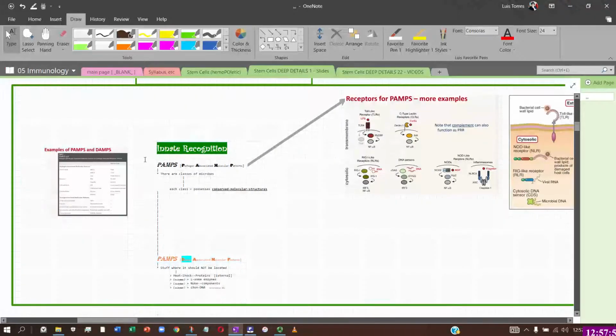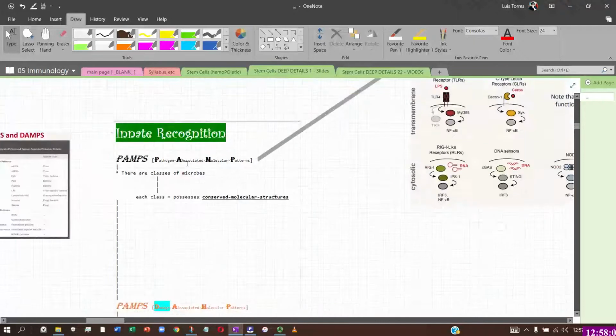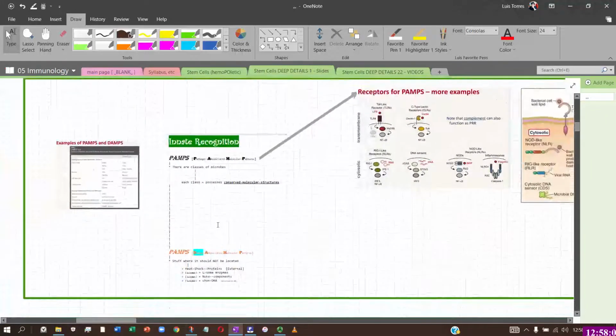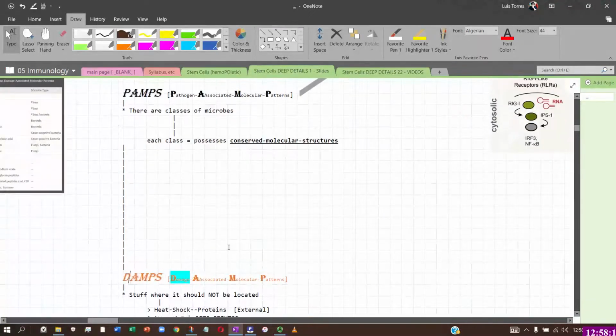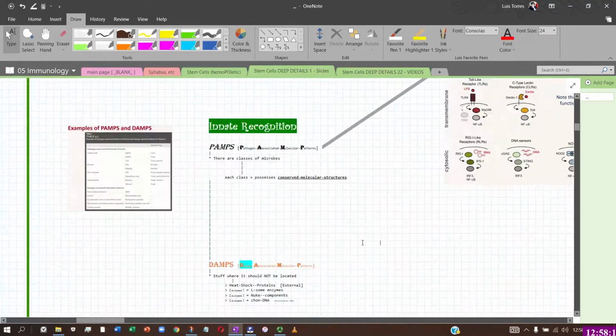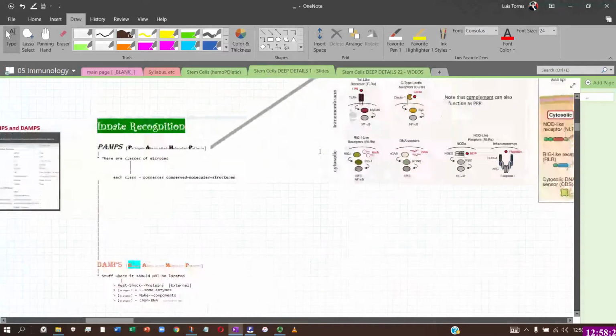Well, PAMPs stands for pathogen-associated molecular patterns, and DAMPs stands for damage-associated molecular patterns. So the key concept here is molecular patterns.